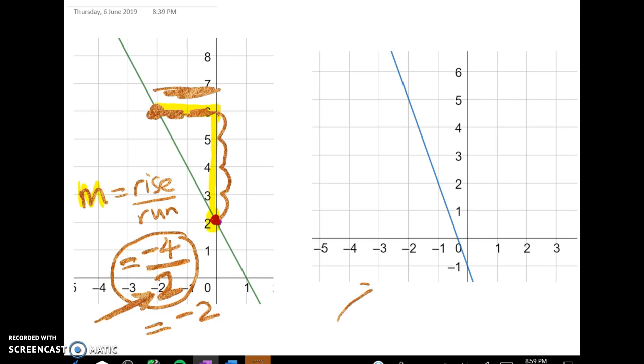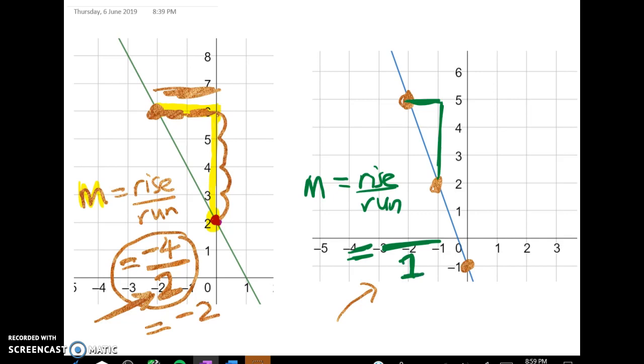So in the second one here, the blue line, we've got to find our blobby points. I've got a choice. I could use this point here, or this point here, or this one down here. I'm going to use those first two that I drew in. So where's my triangle? Well, here's my out part, and here's my down part. So m is equal to rise over run, and I put in the denominator number first. So I've gone out 1, and I've gone down 3, so it's going to be -3.